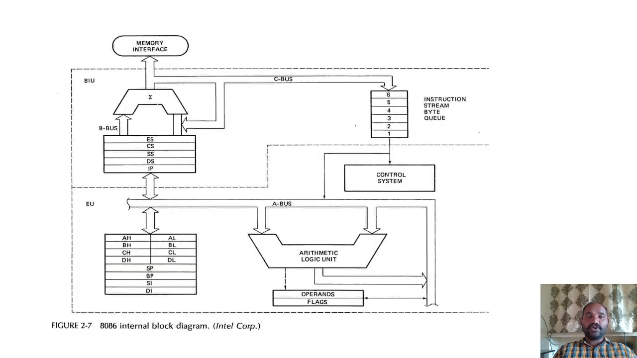Let us review once what we are supposed to write in the exam. When you get the question, explain the internal architecture of the 8086 microprocessor in detail, you draw the architecture diagram. Before drawing it, write that the 8086 microprocessor supports a 16-bit data bus and a 20-bit address bus. As it supports a 16-bit data bus, the 8086 is called a 16-bit microprocessor. Write that statement as the first statement.